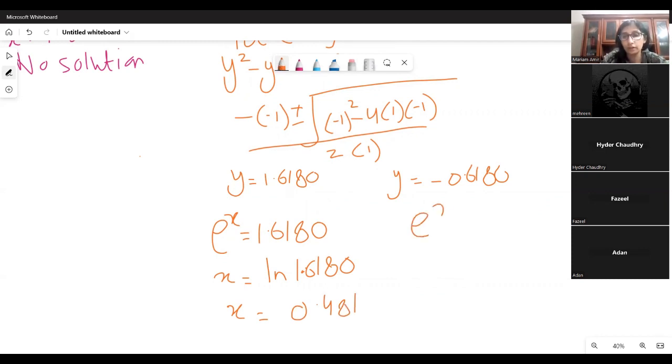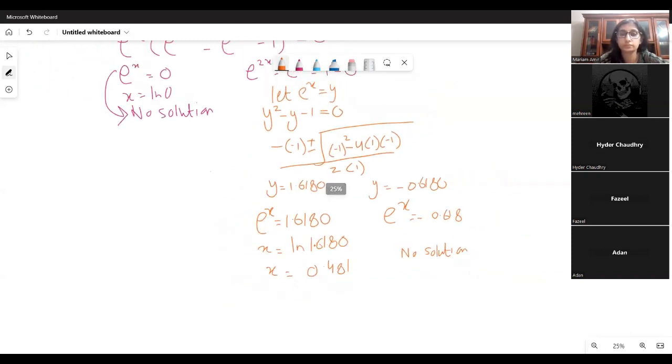And here we have e^x = -0.618, and directly you should write no solution, because an exponential function is never negative. This was question 4. 0.481 is the only solution. Okay. Next question. Question 5.